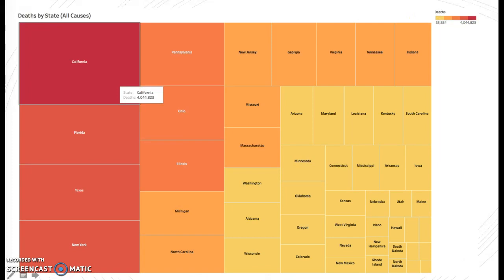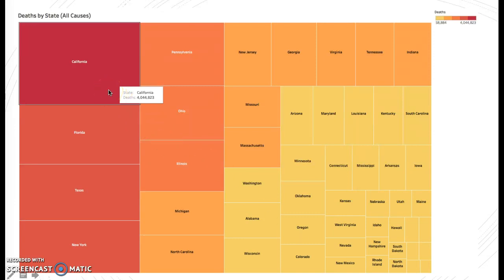For the second visualization, I chose to select certain data from the Excel spreadsheet. In this case, I chose death by state, including all causes. Now I chose a tree map to represent this information, and I chose to keep the same color palette as the previous visualization to be consistent. In this case though, the darker the color, the more deaths there are in the state.